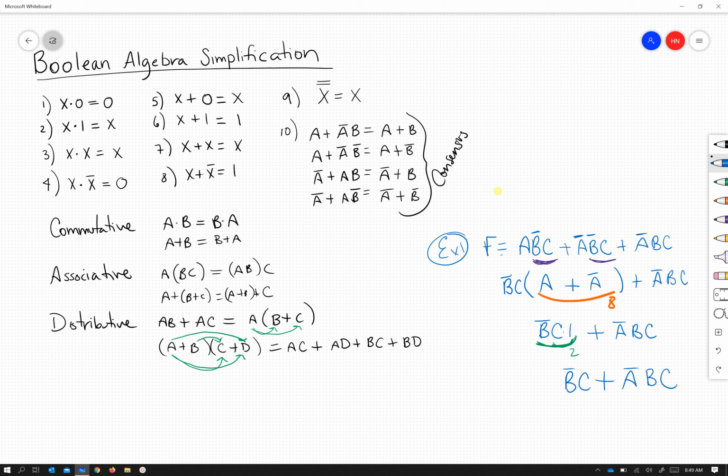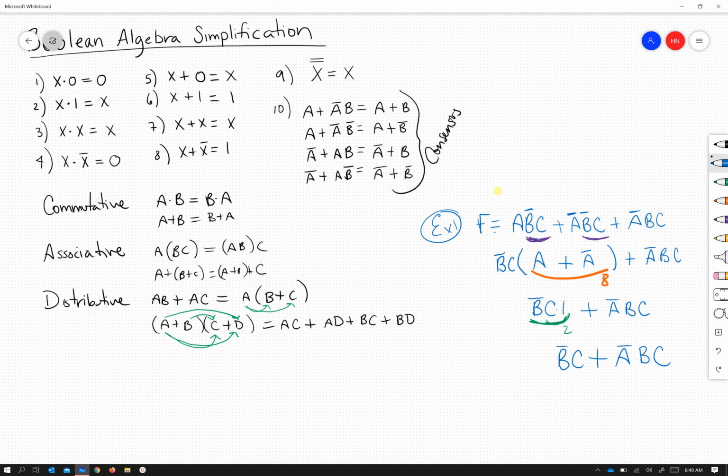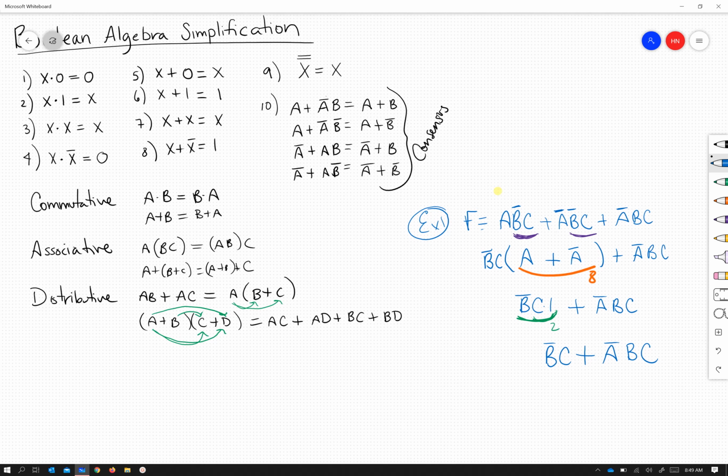So now we're in a new line, so here we start the process again. Do you see a 0? No. Do you see a 1? No. Do you see doubles, the same thing twice? No. Do you see opposites? No. There are no opposites. There's the not B and the B, but again, they're not alone. There's no one that's alone. So at this point, I cannot apply rules 1 through 10.